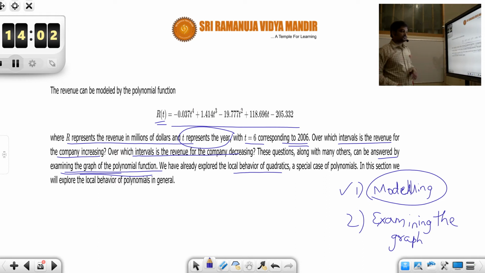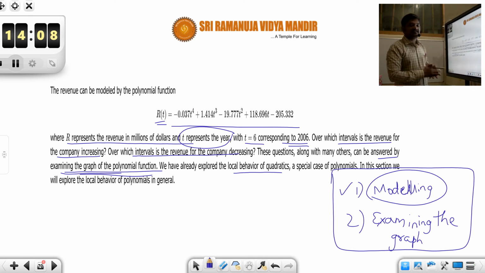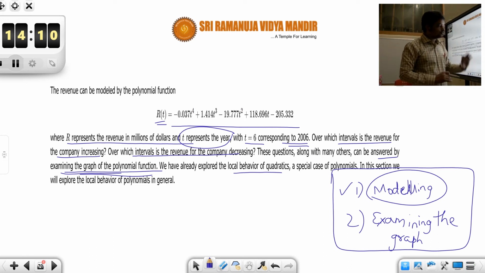Okay, students, any real life experimental analysis involves these two things. One is modeling. You need to come up with the right model, which depicts the scenario under investigation. And the second thing is we need to examine the graph once we come up with the right model, because that would answer all our questions.